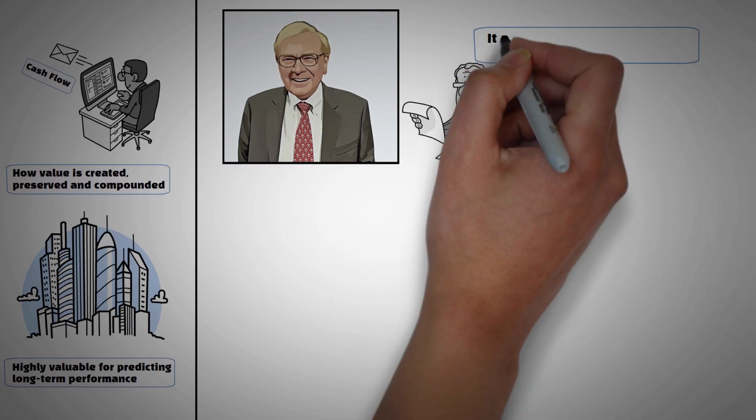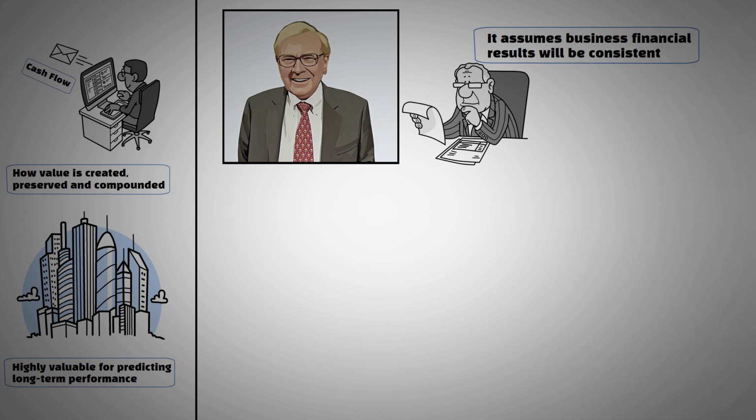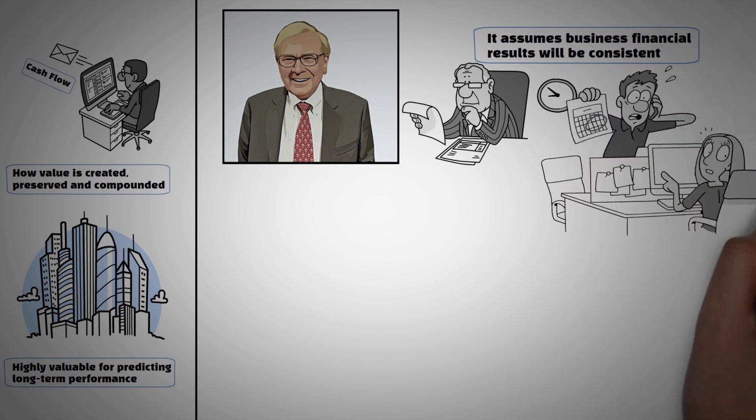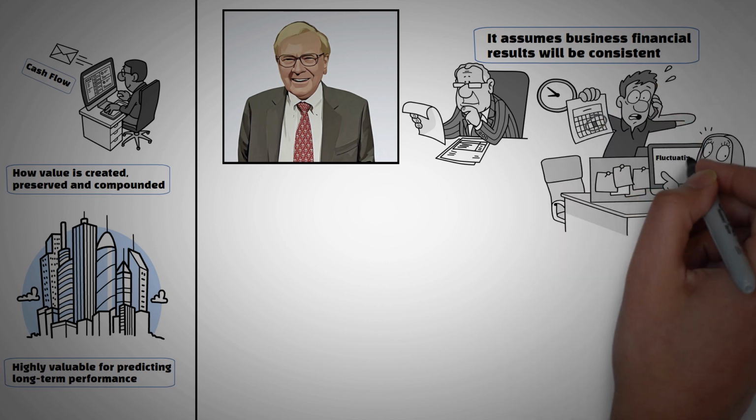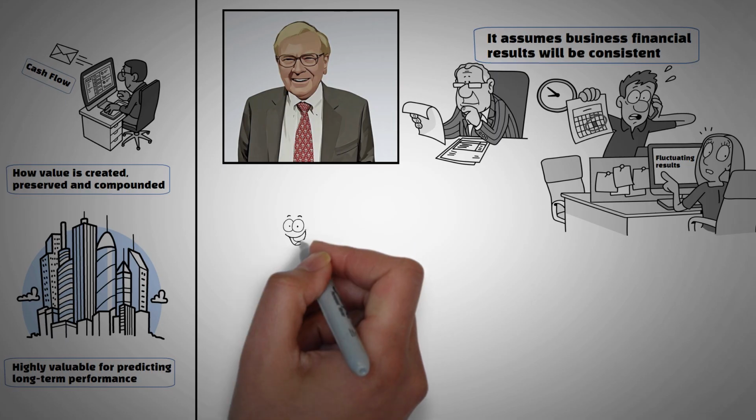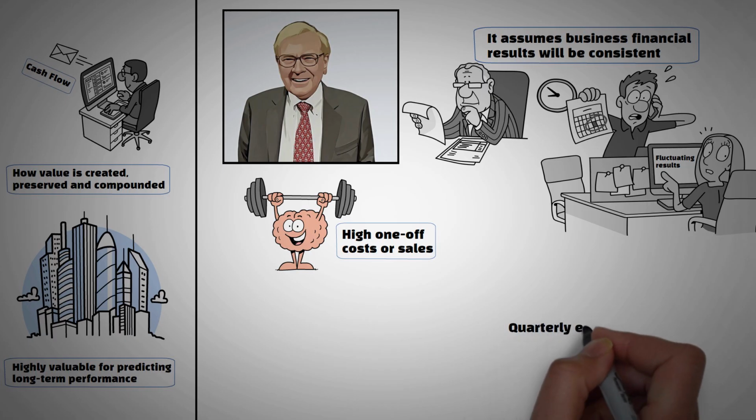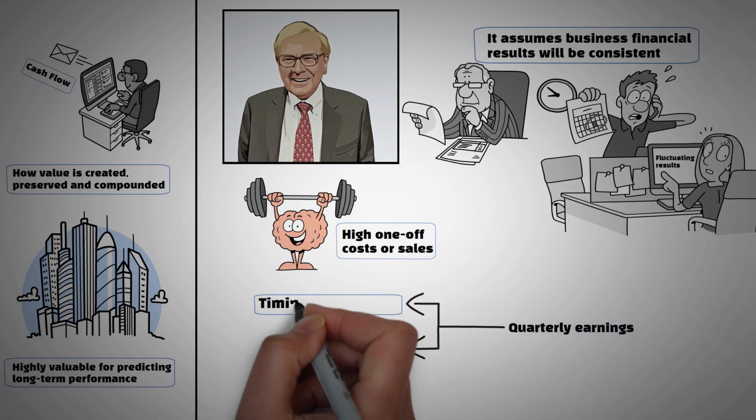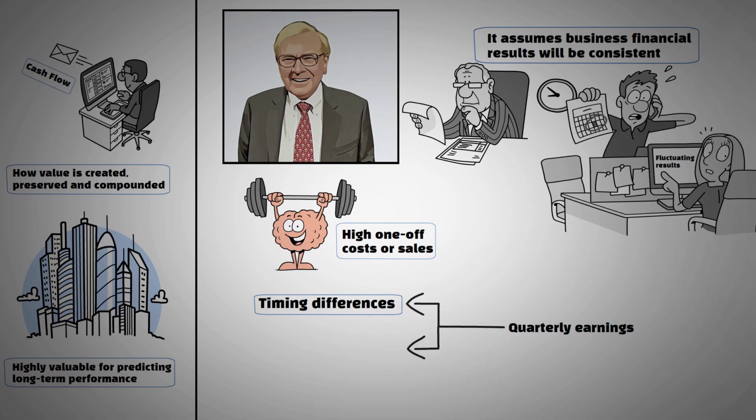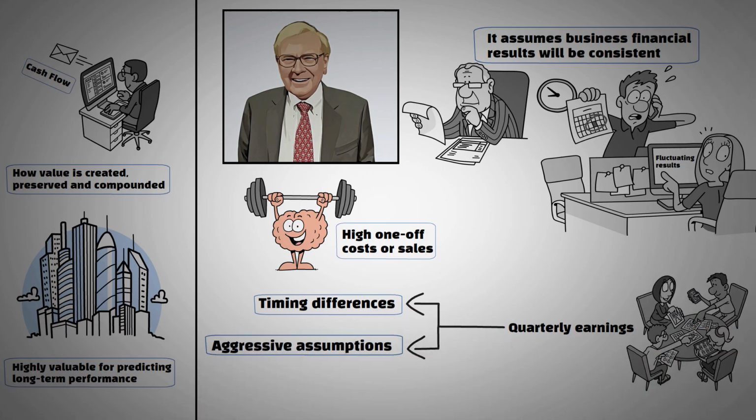However, it can sometimes be unreliable, as it assumes business financial results will be consistent, even though factors such as seasonality can fluctuate results from quarter to quarter. Also, you must be mindful of high one-off costs or sales, which can significantly change the result. Quarterly earnings can also be misleading due to accounting adjustments, timing differences, and aggressive assumptions, which can distort results. It's best used by reviewing it annually and comparing it over multiple years, as Buffett does.